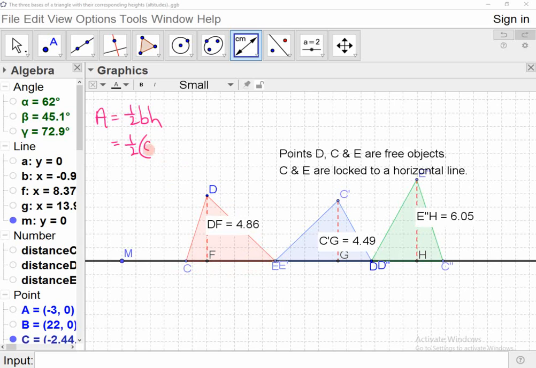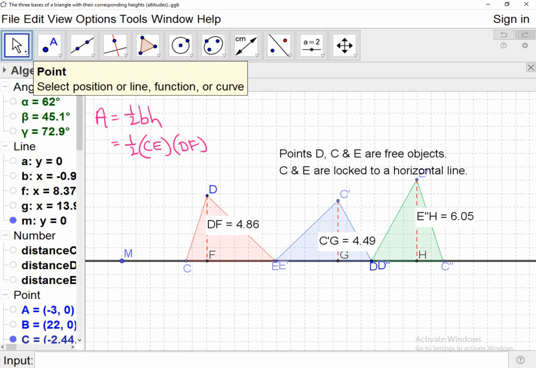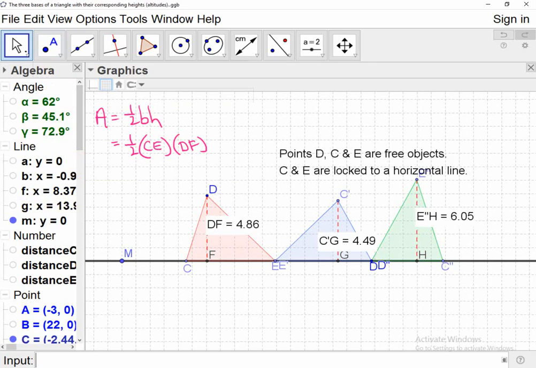So I'll ask it to calculate that here in a moment. I'll take CE's length, and then I'll multiply that by DF's length, right? And DF's length in this case is 4.86. So if I do that, that should give me the area of that triangle. So let's go equals 1/2 C to E times D to F. And when I do that, it gives me 15.38. It's that number right there. 15.38 is the area of that red triangle.